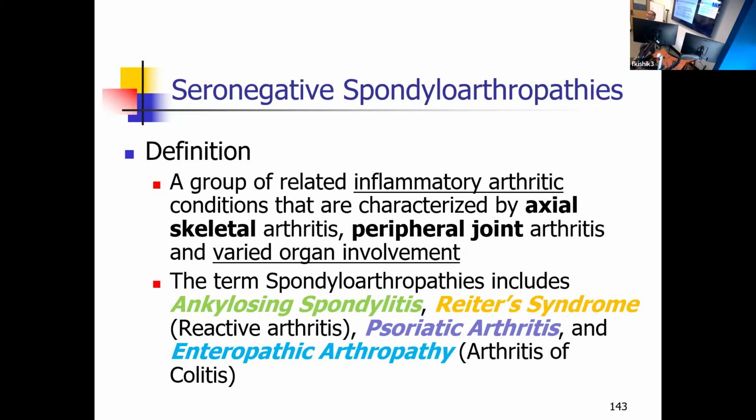Then we have something called psoriatic arthritis. This gears more towards a cutaneous manifestation, meaning skin disorder, patients who have psoriasis, and only those patients tend to have joint pain. Then last but not least, a whole different type of arthritis that we can see. These patients have this arthritis because they have a GI problem. And it's called enteropathic, or as we like to call it, arthritis of colitis. Patients who have any kind of GI problems like ulcerative colitis, Crohn's disease, and things of that nature.